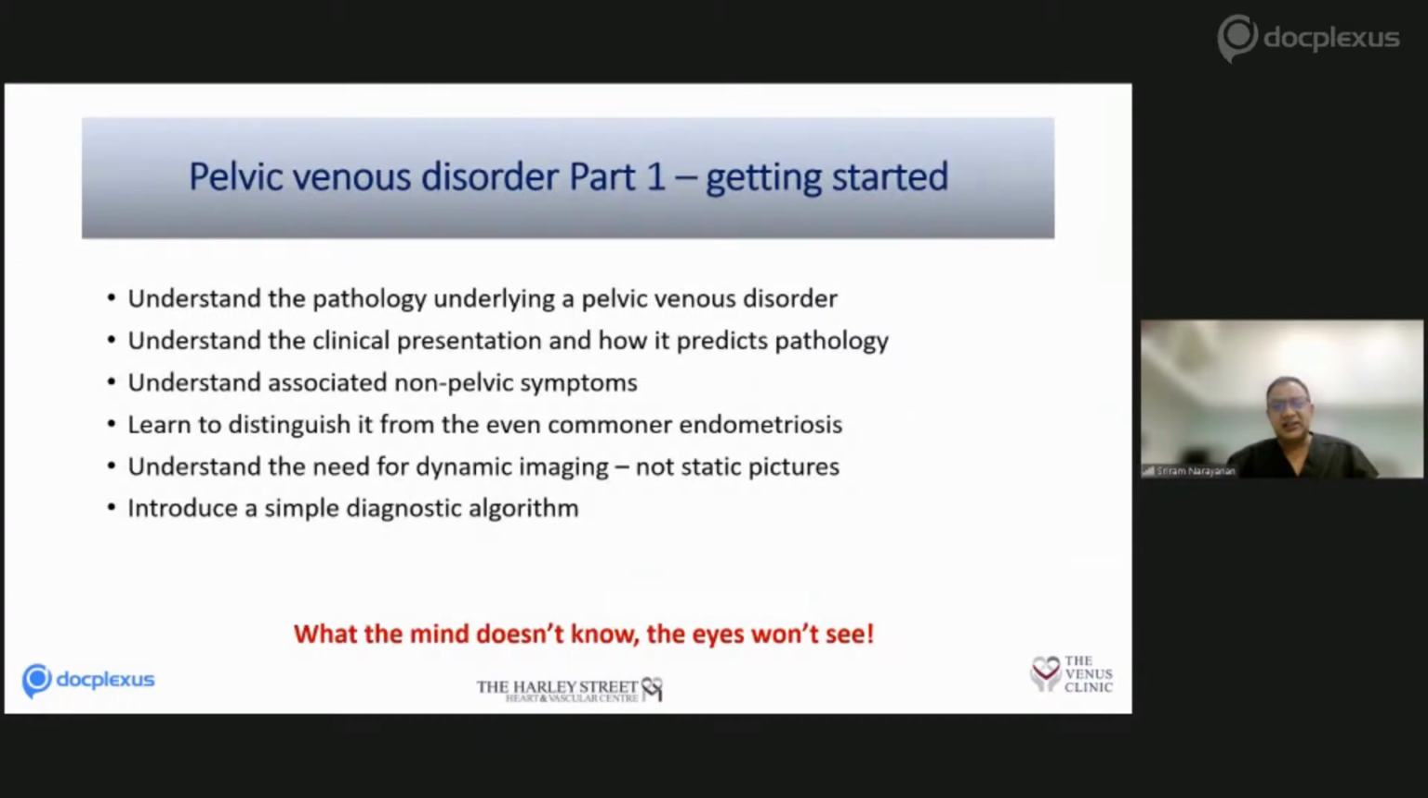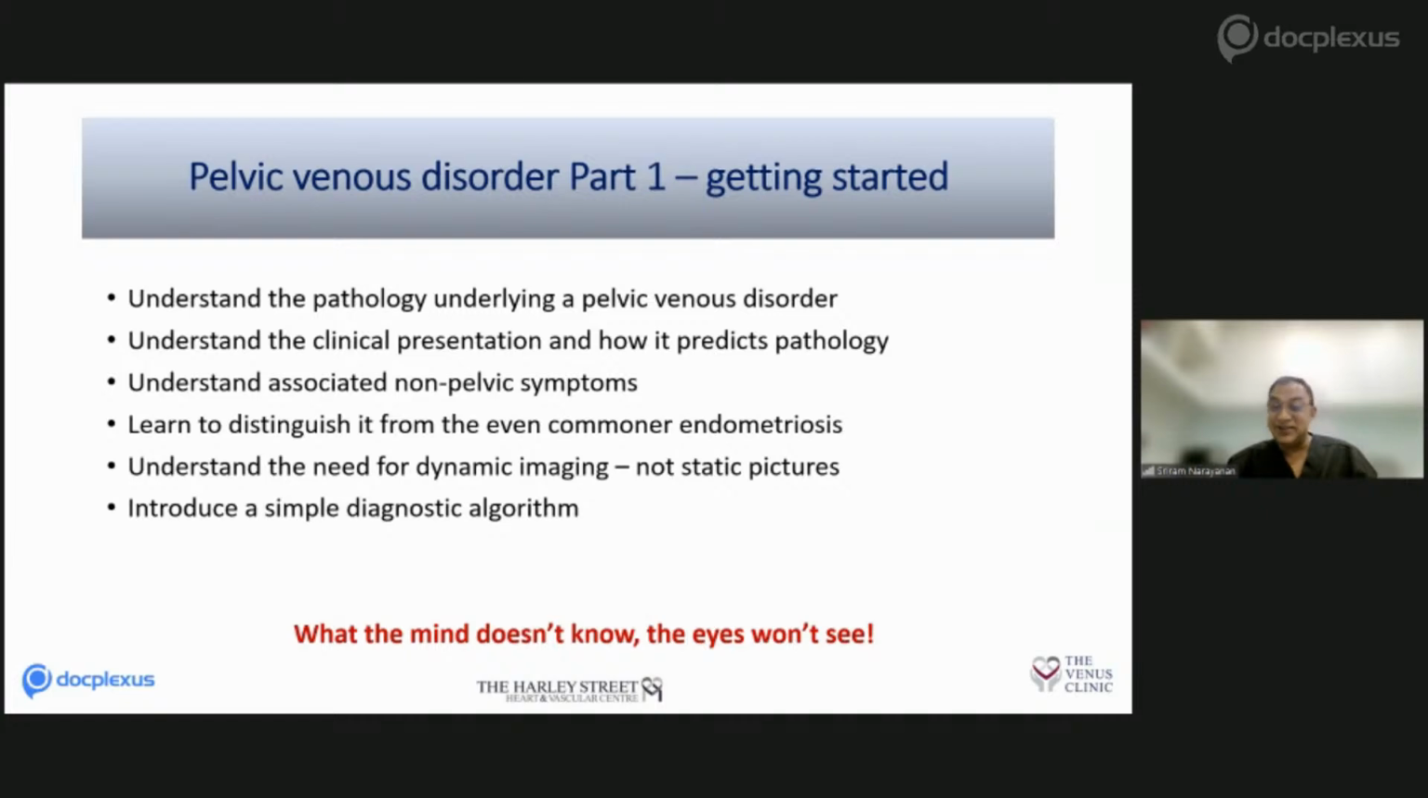So let's get started on this. What is the aim of today's talk? It is for you to understand the pathology that underlies a pelvic venous disorder, and how you can predict from its clinical presentation what might be the underlying pathology. There are non-pelvic symptoms, like I said, associated with it, related to the abdomen, to the bowel, and to fainting and dizziness, and how to understand that association. And, most importantly, how you must distinguish it from the common endometriosis.